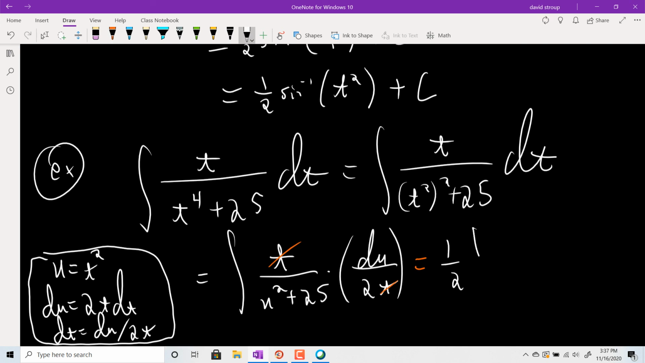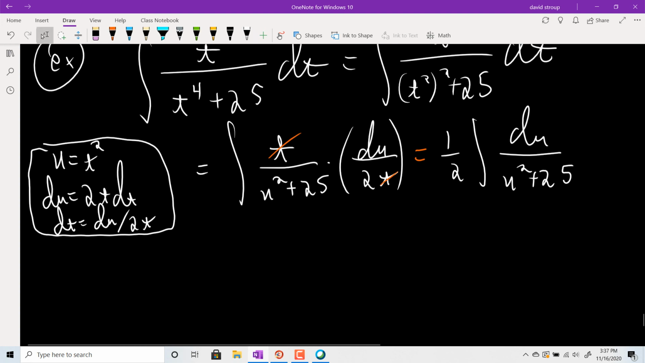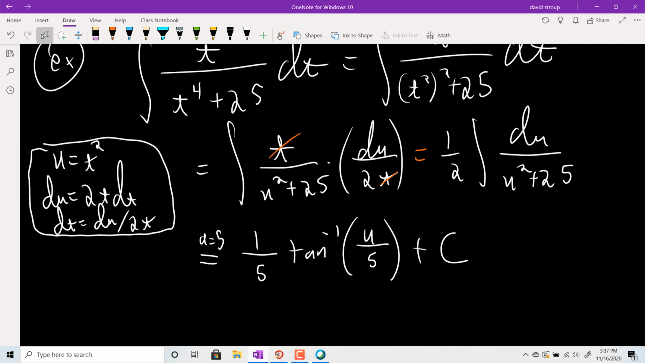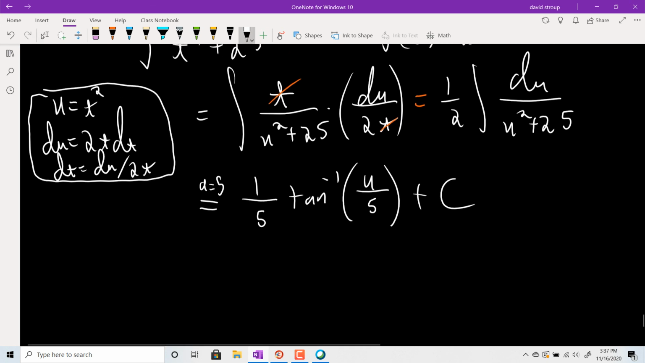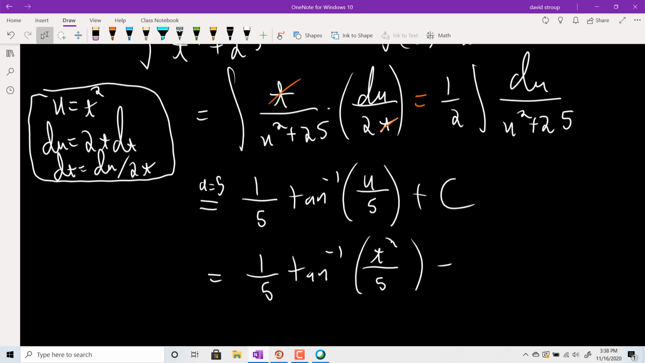We'll have 1/2 integral du all over u squared plus 25, which is an inverse tan, such that the a value in this case is 5. Okay, so a is 5. In the formula, that'll give me 1 all over 5 times tan inverse of u all over 5 plus c. And then you back sub and you're done. Okay, so this will be 1 over 5 tan inverse of t squared over 5 plus c.